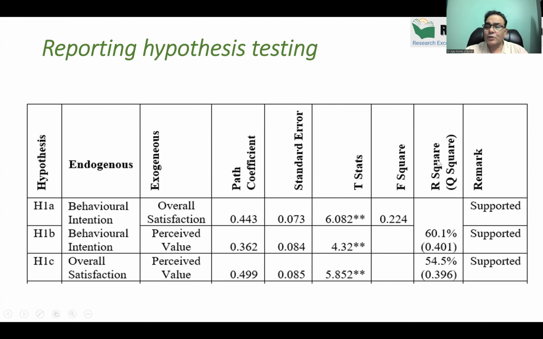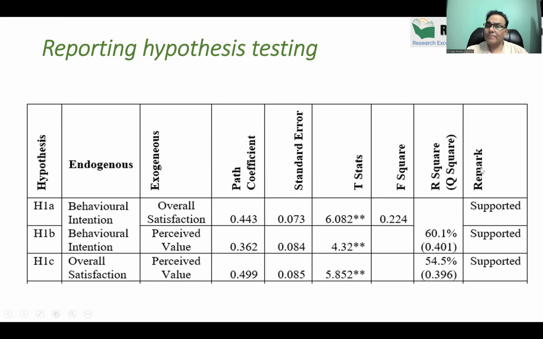And this R square and Q square, they report the model fit. R square reports the explanatory power. Q square is reported to show predictive power. So R square, Q square, and there is also F square. These are the statistical values to show that our model is a good fit. So we will discuss more in much detail.